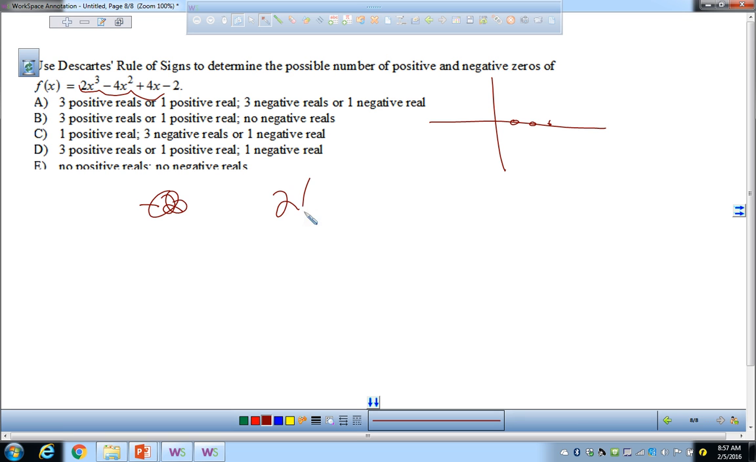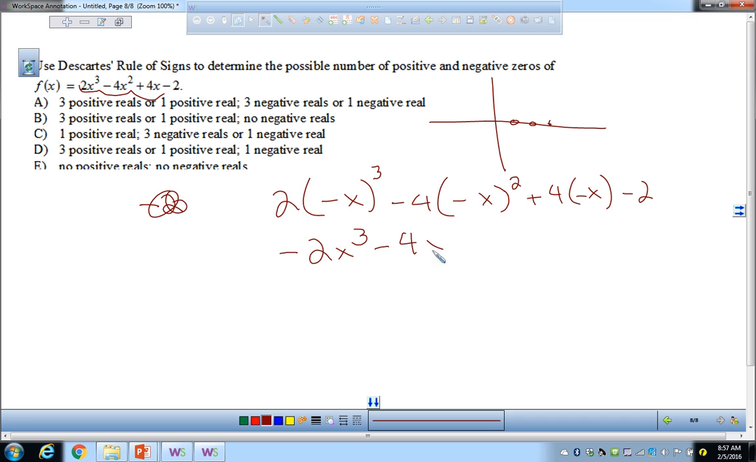Now, to find the negative possible, this is where you have to be kind of clever, okay? This is 2 times negative x raised to the 3, minus 4 times negative x raised to the 2, plus 4 times negative x minus 2. If I multiply this all out, this becomes negative 2x cubed. This becomes, you have to square this first, which makes it positive, and then you multiply by negative, which makes it negative 4x squared. So you have to really pay attention to your order of operations. Minus 4x minus 2.